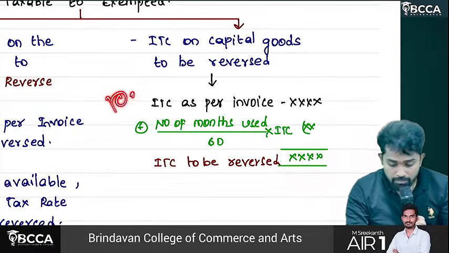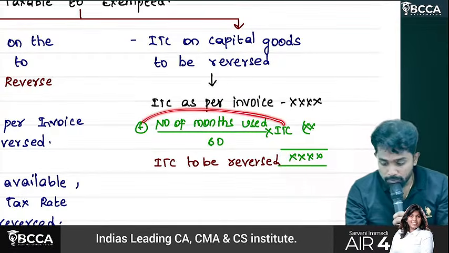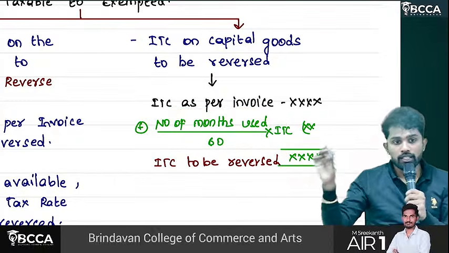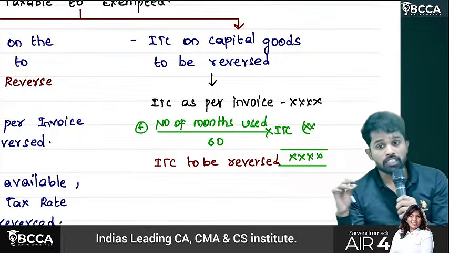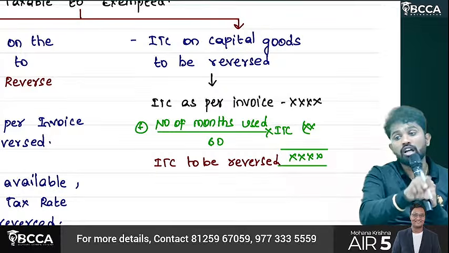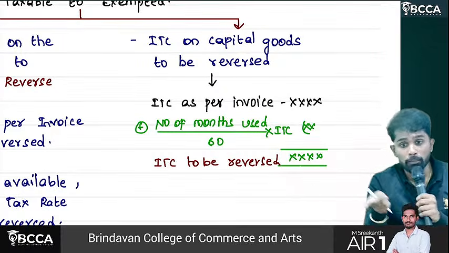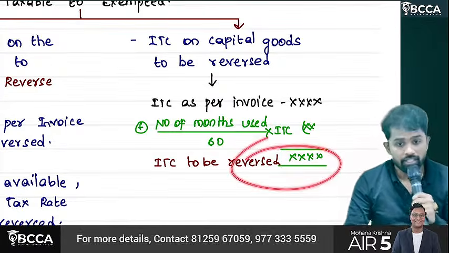Let's say already 10 months used. Then what you have to do? 10 by 60 into ITC. If you subtract this part, the balance amount has to be reversed. Total ITC minus number of months used divided by 60 into ITC. So proportionate to the number of months already used has to be subtracted, not proportionate to quarters, and the balance has to be reversed.